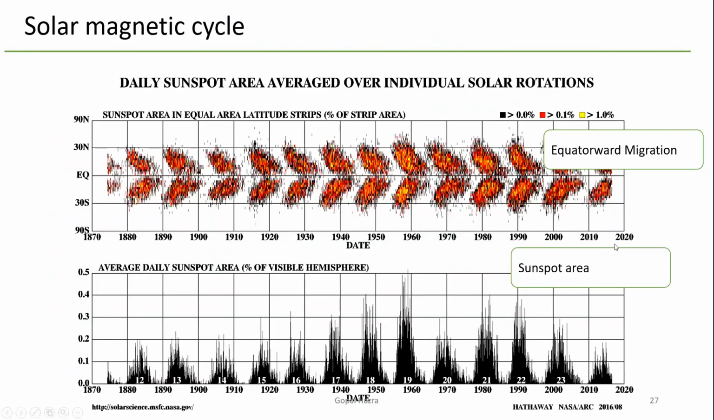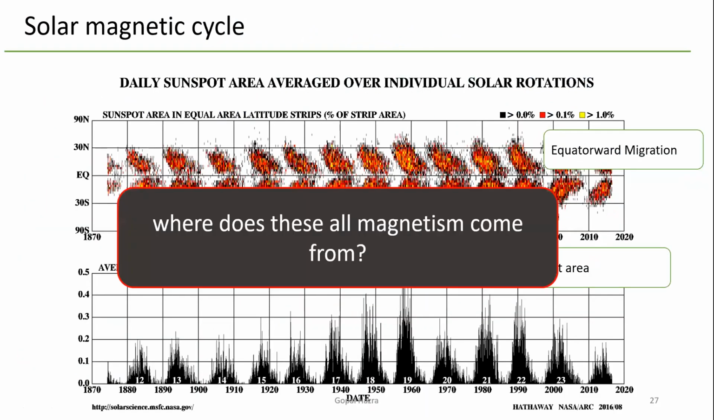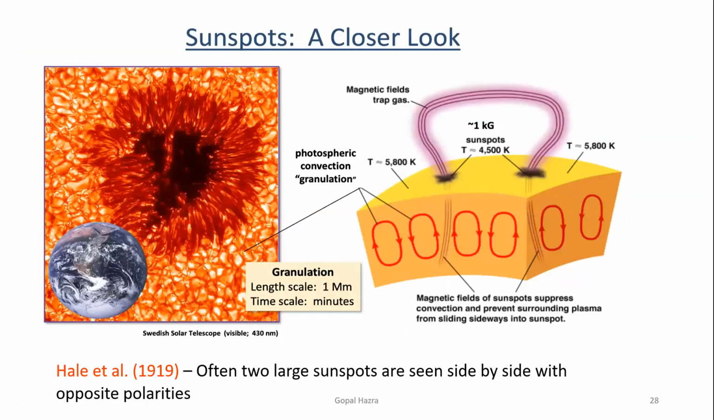Yes. So then the question is where all these things are coming from, all the magnetic field, which is giving this support. So here I show you a closer look at the sunspot, just for your information, to see how the sunspot looks. Sunspots appear darker in visible wavelength. The temperature is around 4500 versus 5800, so it always looks darker.